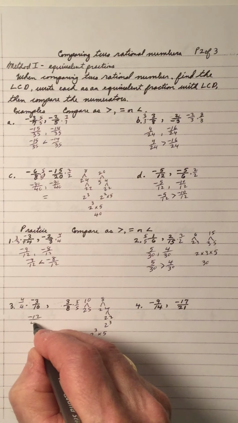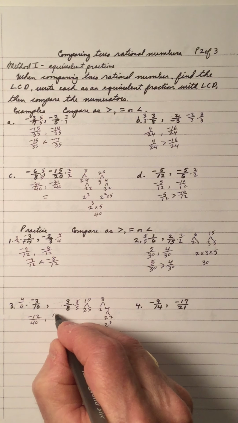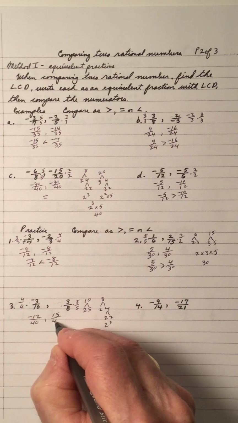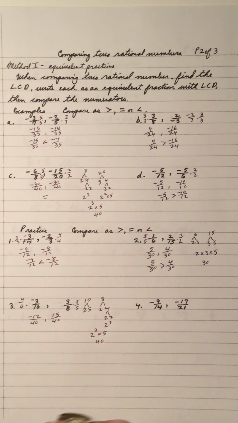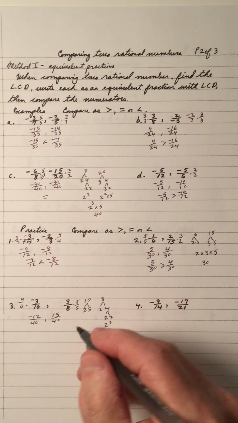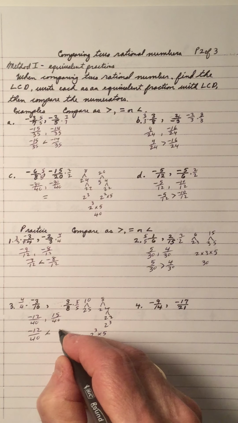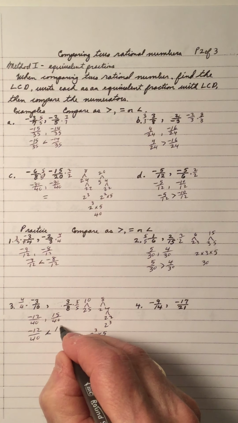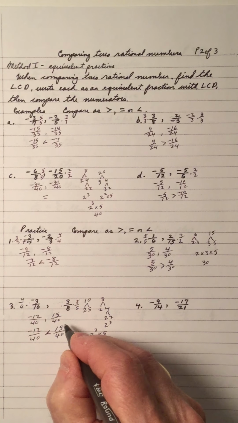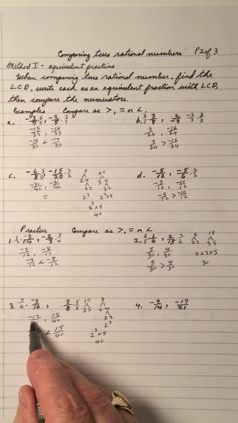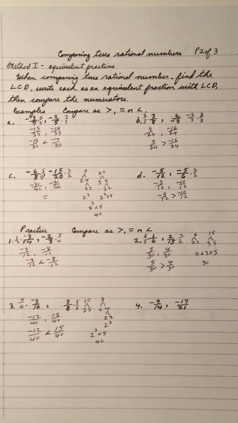Negative 12 over 40, and 15 over 40. And a negative is always less than a positive, so negative 12 over 40 is less than 15 over 40. Less than is pointing to the left. And besides, think about it, a negative is always to the left of a positive.